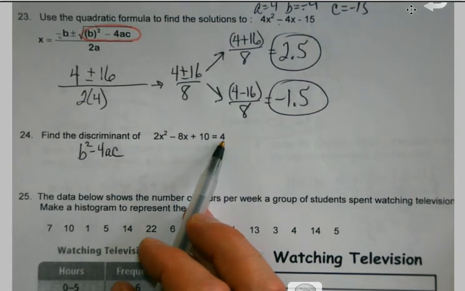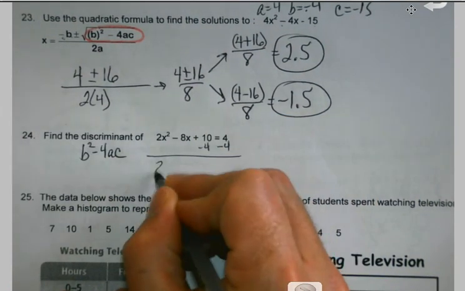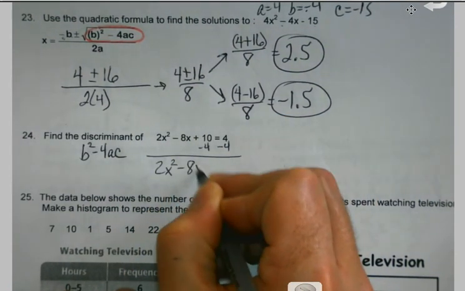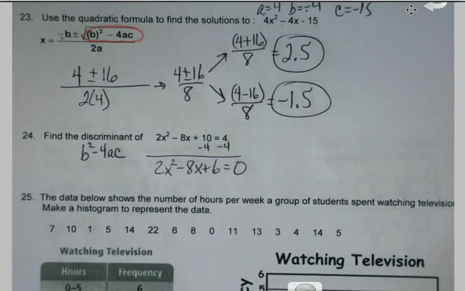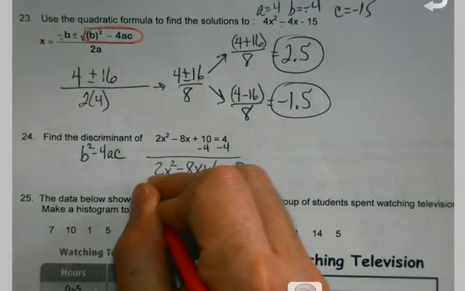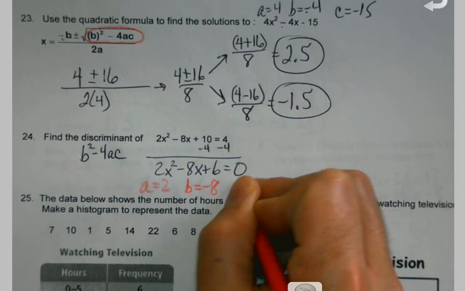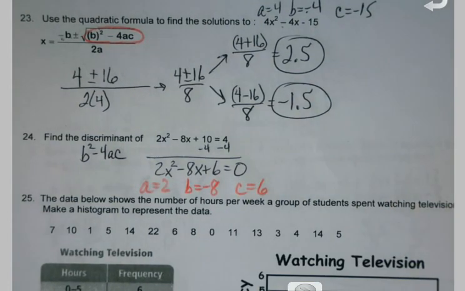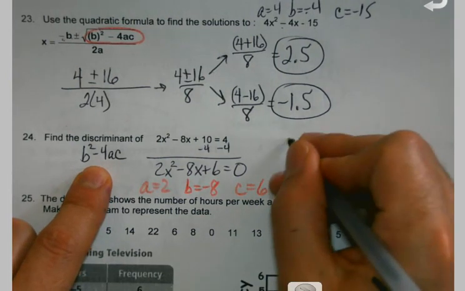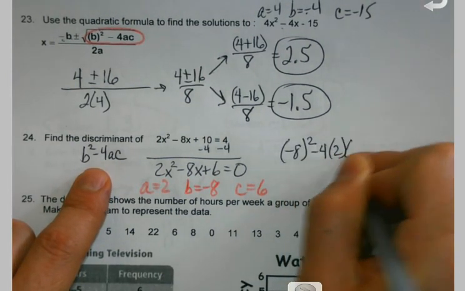So how do I get that 4 out of there? Okay, we're going to subtract that 4. If I forget to do that, I'm not going to get the right answer because my c value is going to be wrong. Always got to be an equals 0 with the quadratic formula or the discriminant. But now I can get my a and my b and my c and plug them into the formula. So b squared minus 4 times a times c.